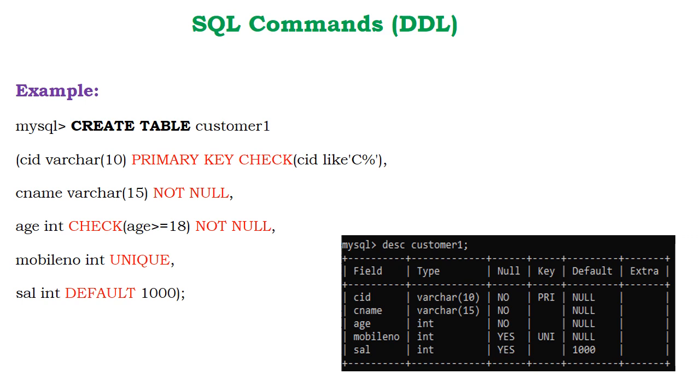And the mobile number is unique. Unique means it does not allow any duplicate value. The salary, the default value is 1000. Suppose the user forgot to enter the salary, automatically the 1000 is entered into the table.